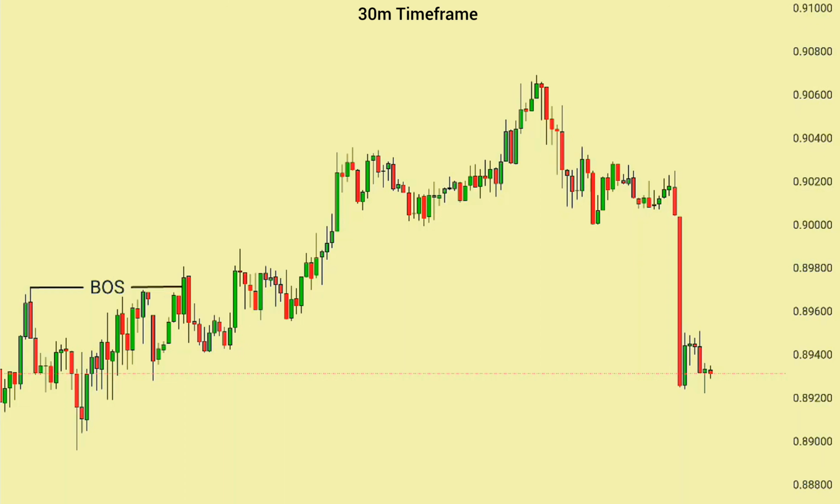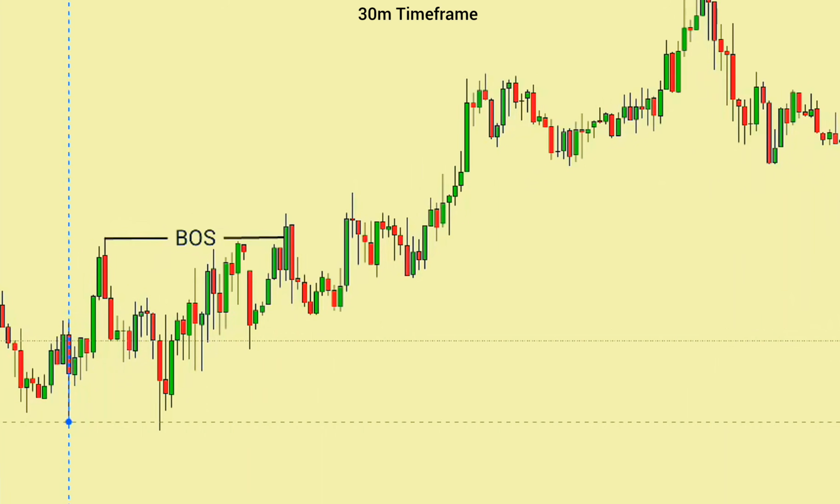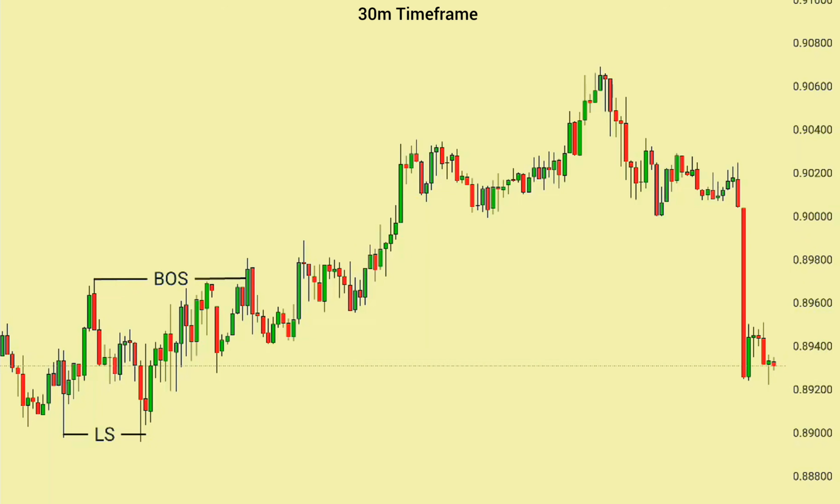Now, before the real move, price comes here and takes the previous highs. This is called a liquidity sweep because many traders place their entries and stop losses above these highs, so the market moves up just to collect that liquidity. And once those orders are taken, price is now ready for the actual move. This is why this step is very important to understand.